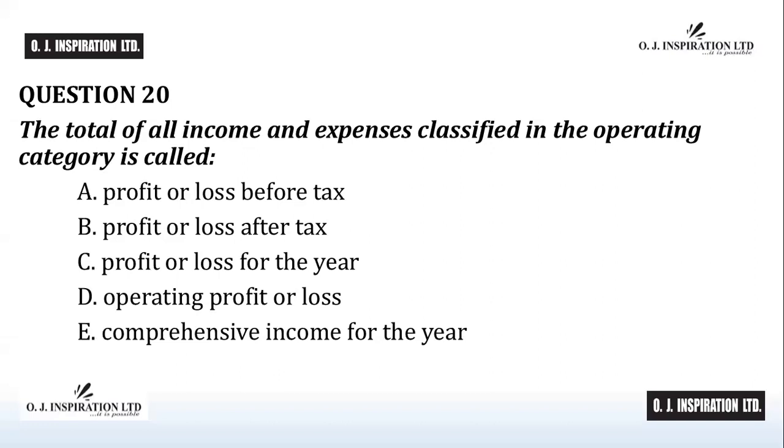5 seconds gone. 10 seconds gone. Time up. The answer to question number 20 is D. Operating profit or loss. D. Operating profit or loss. IFRS 17 defines operating profit or loss as the total of all income and expenses classified in the operating category. D is the answer to question number 20.